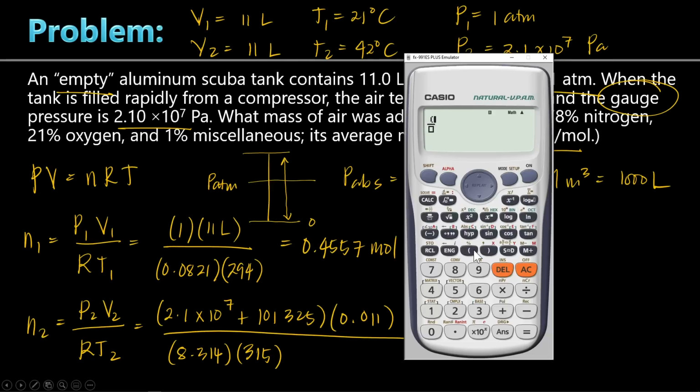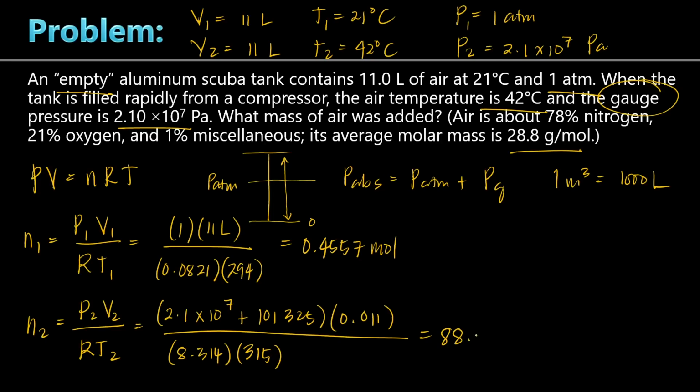Fraction sign, then parenthesis, 2.1 times 10 to the 7 plus 101,325 times 0.011 divided by 8.314 times 315 equals, okay, so we have 88.63 moles. Okay. Kapag pinag-subtract natin ito, malalaman natin ngayon yung number of moles na nadagdag. No? The number of moles added to the scuba tank equals N2 minus N1.